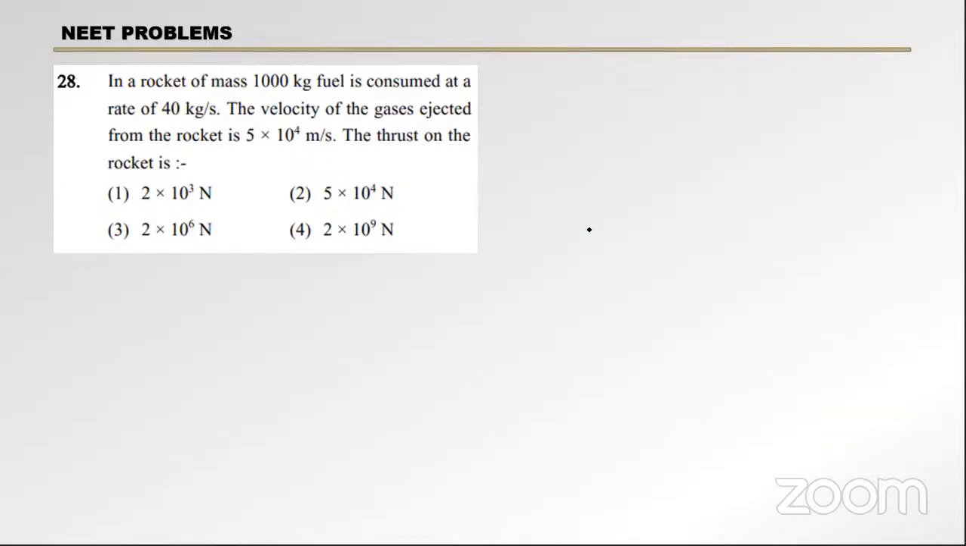Next, this one I think you can do, so I'll tell you the concept here. There is a rocket, going upwards. Usually rockets are not like this; this is a prototype. It is giving out gases from the backside, right? So the velocity of the gases is given, and it has a fuel of 1000 kilograms. This 1000 kilograms is consumed at the rate of 40 kilograms per second.